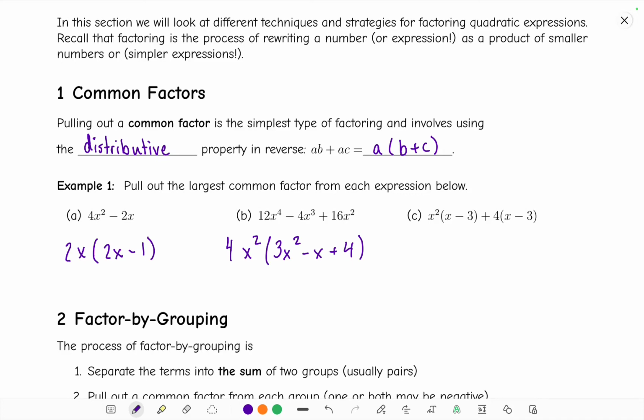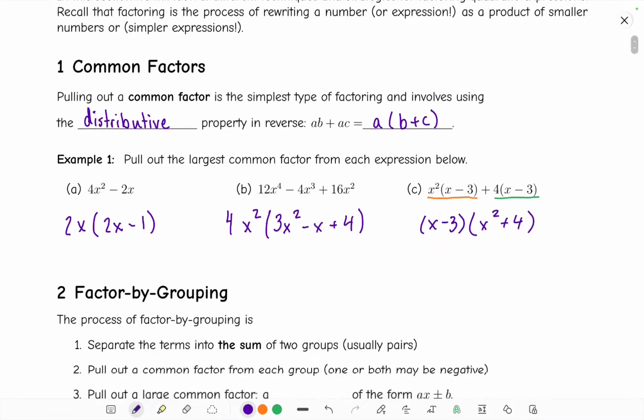C. x squared times (x minus 3) plus 4 times (x minus 3). So here, there are these two terms. Now, these terms are not monomials, so that's why they look a little different, but they still are just terms. And if you notice, each of the terms has an x minus 3 in it. So what you can do is factor that x minus 3 out, and then you're left with x squared plus 4. Now, this last one is going to come in handy for the next section, factor by grouping.